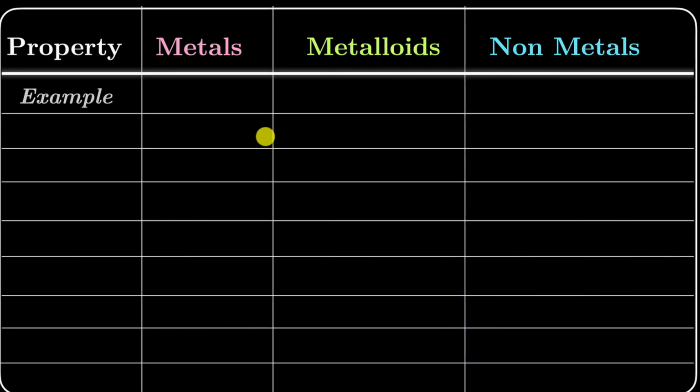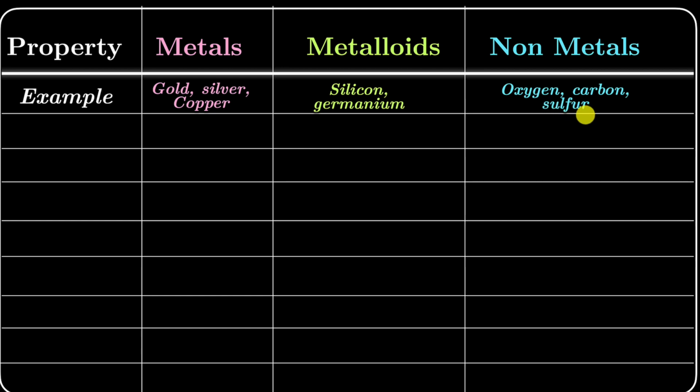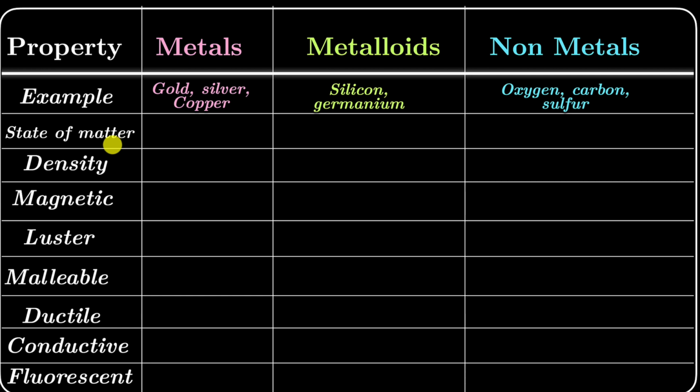So let's take some examples. You probably heard of metals: gold, silver, copper, aluminum, so on. Metalloids include silicon, germanium, yes, used in your computer chips. And nonmetals are oxygen, carbon, sulfur, and so on. All metals have similar properties, which are different from, say, nonmetals. Okay, how are they different? Let's see. Let's start with the state of matter.